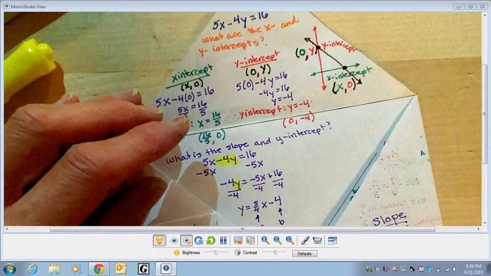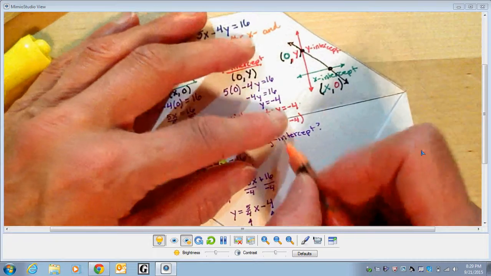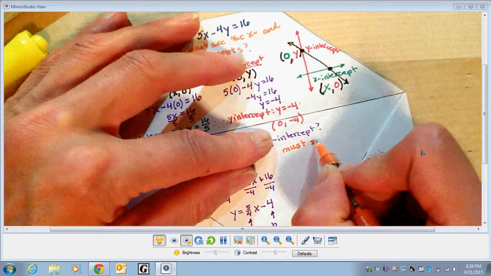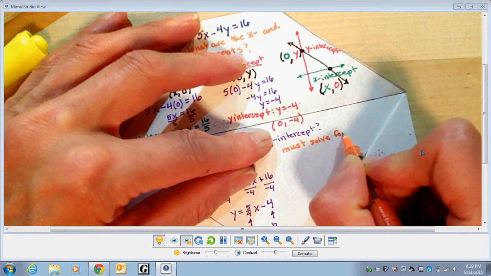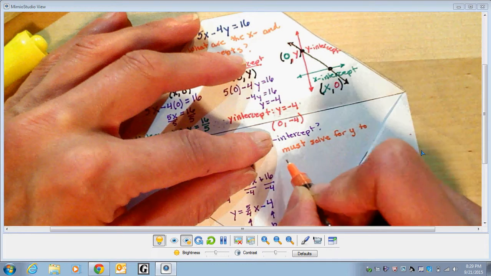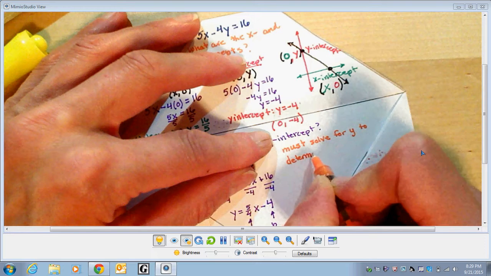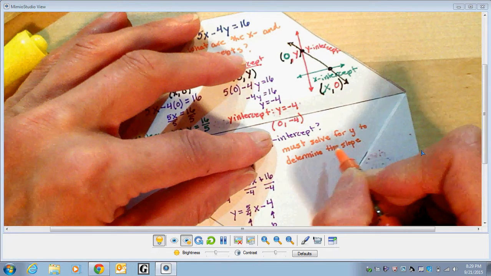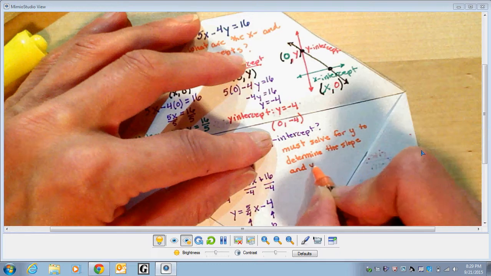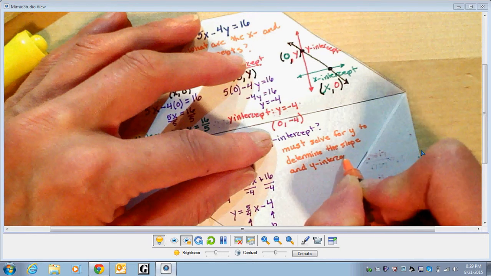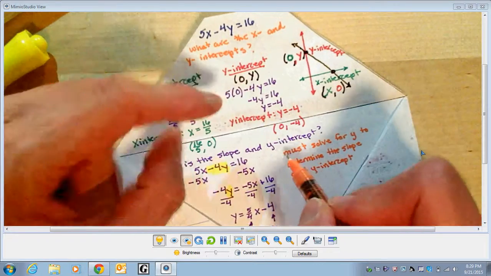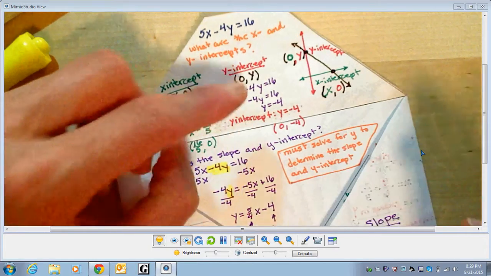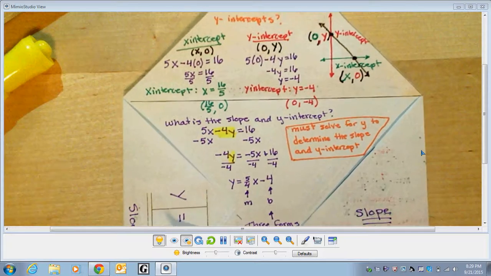And let's write this off to this little space that I have off here to the side. So when you're given standard form, you must solve for y to determine the slope and y-intercept. Okay, so that's kind of the takeaway here. You must solve for y to determine the slope and the y-intercept if you're given something in standard form.